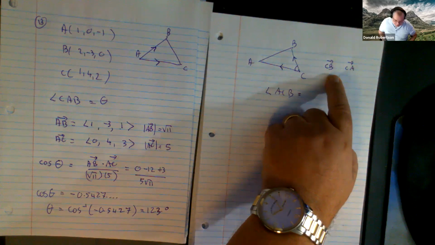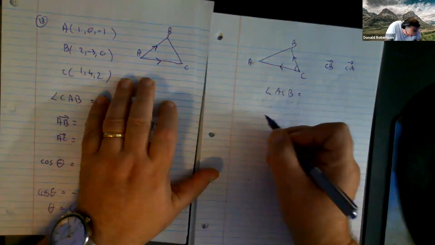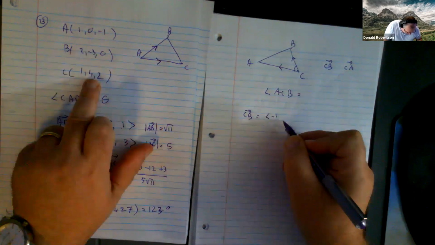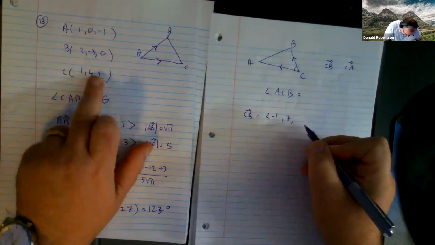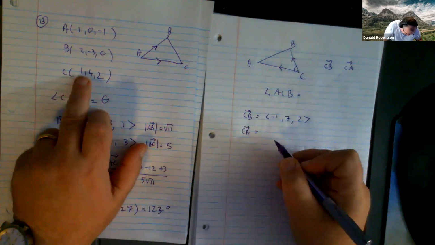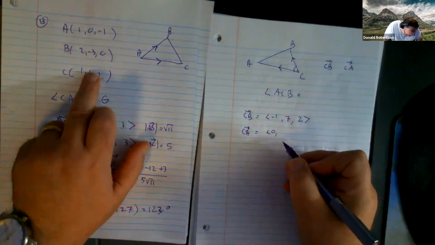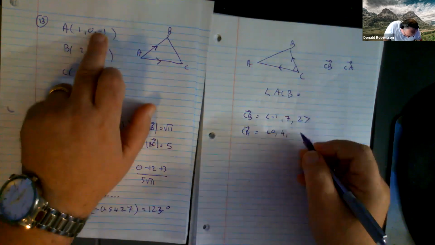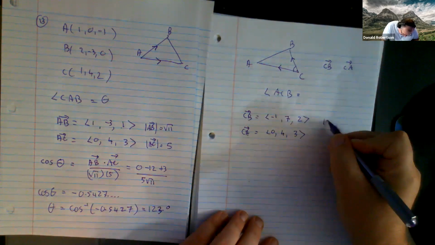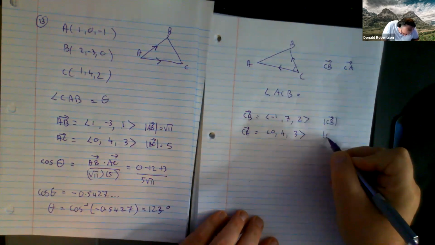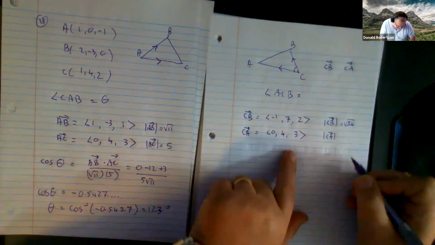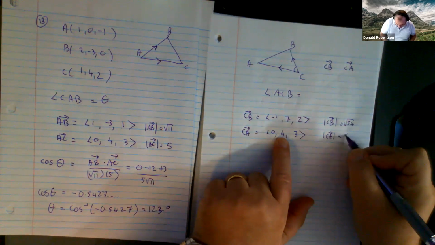If you were doing that combination, then the vector CB would be 1 take away 2, which is -1, 4 take away -3, which is 7, and 2 take away 0 is 2. And the vector CA would be 1 take away 1, which is 0, 4 take away 0, which is 4, and 2 take away -1 is 3. The magnitudes are the square root of 54 and the square root of 25, 5 again.